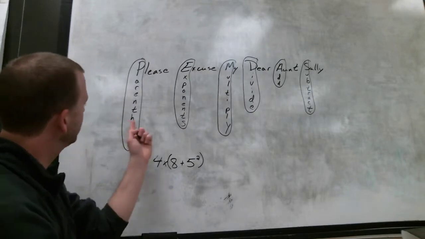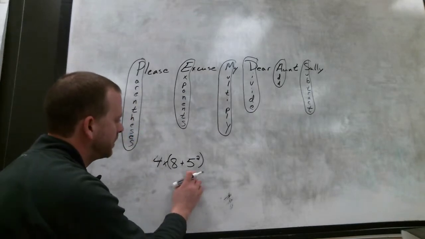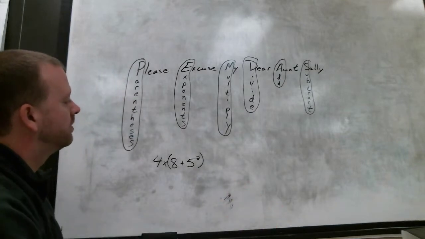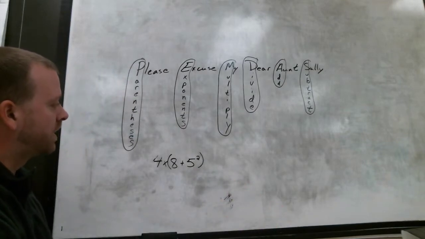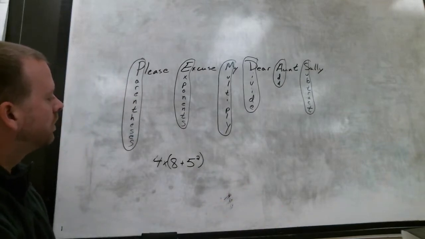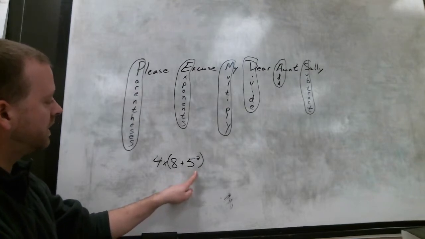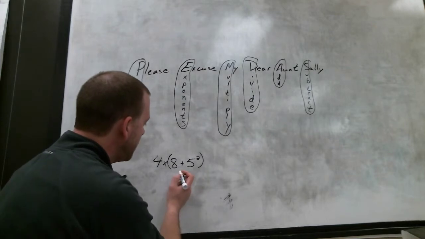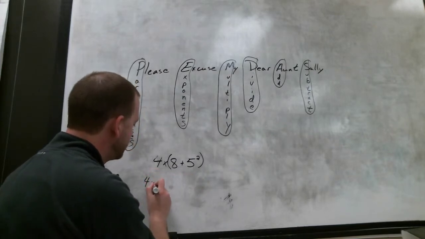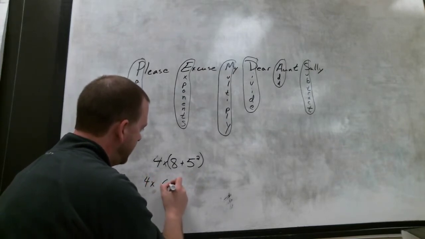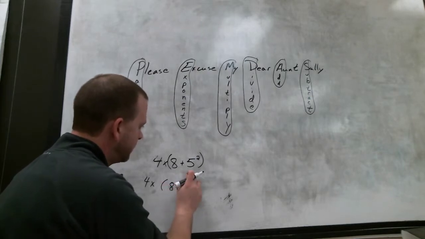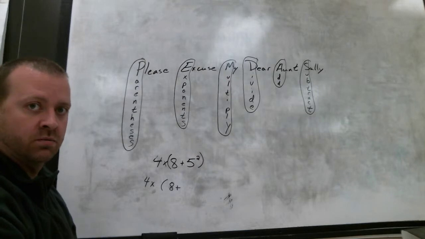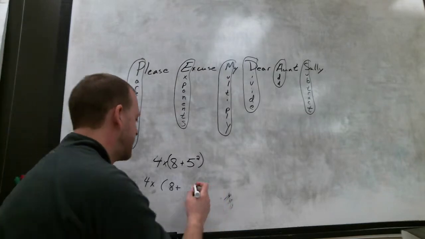Okay? So the first thing is we need to do our parentheses. So we're going to focus on this. Okay? So we're looking at this. We've got 8 plus 5 squared, or 5 to the second power. So we look at this and then we think, okay, the next thing I have to do, well, I have to do my exponents. So I'm going to rewrite this. 4 times 8 plus, and then I'm going to work whatever 5 squared or 5 to the second power is. Well, of course, 5 times 5 is 25.